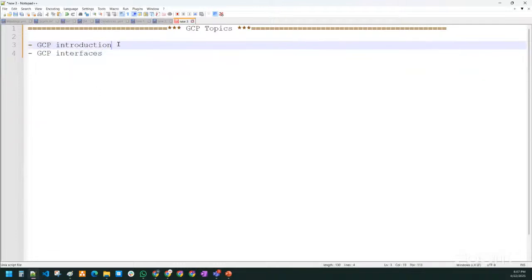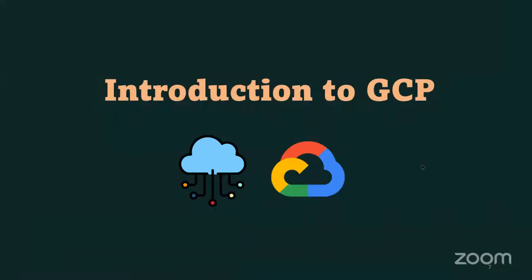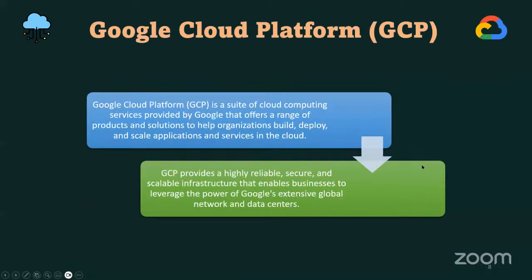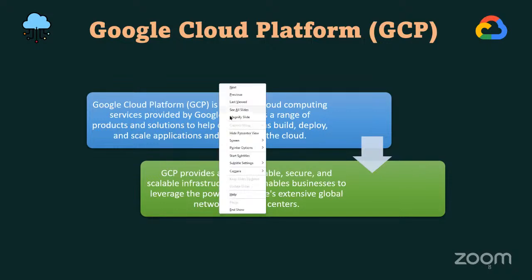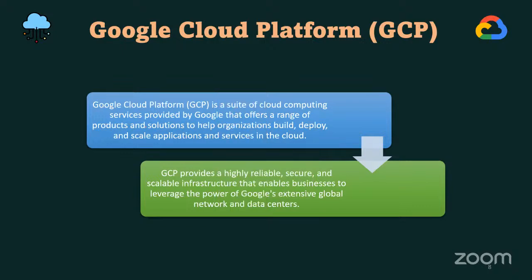What is GCP? Can you guys tell me what is Google Cloud Platform? Anyone? Google Cloud Platform is one of the leading cloud providers, which provides cloud computing services for organizations to help them build, deploy, and scale applications and services in the cloud.